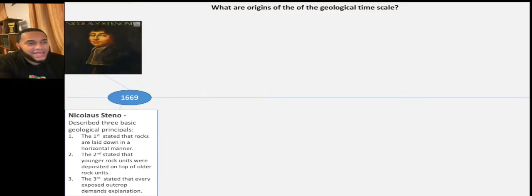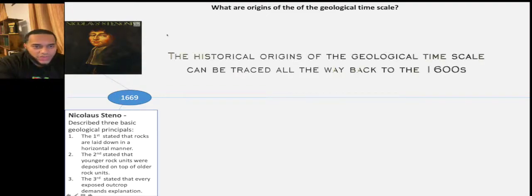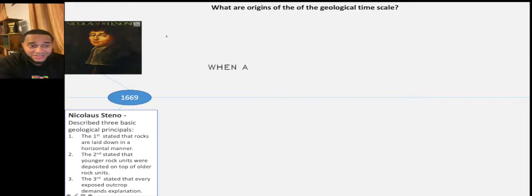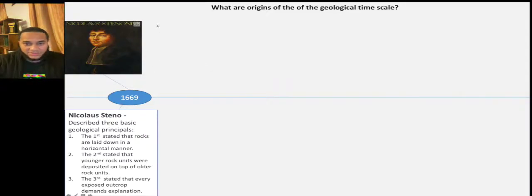Moving into the next slide, we can see a picture of a scientist from 1669. The historical origins of the geological timescale can be traced all the way back to the 1600s, when a Danish scientist greatly advanced the development of geology through his observations.